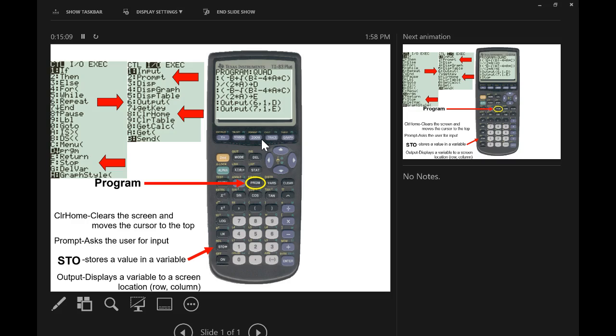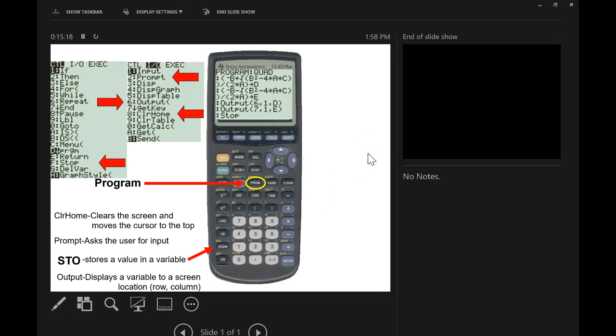Okay. One more step is press the program button one more time. From the CTL menu, scroll all the way to the bottom and find the stop command. And your program should then look like this.